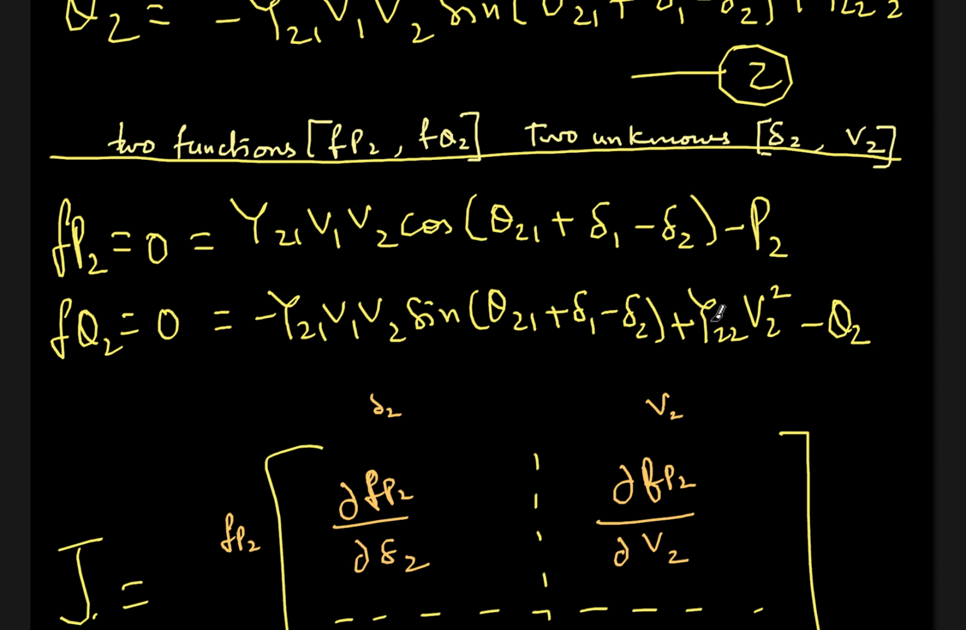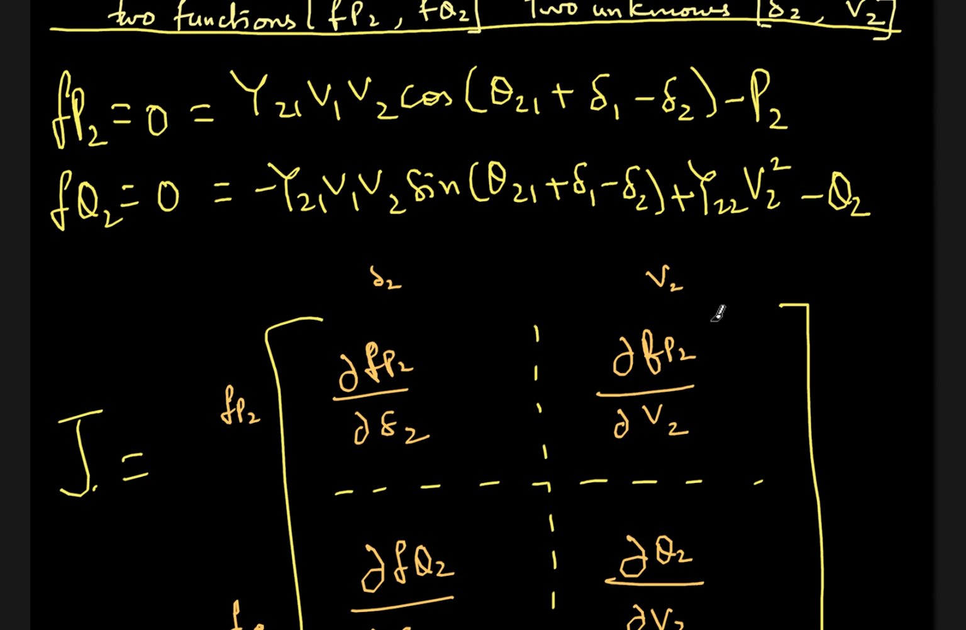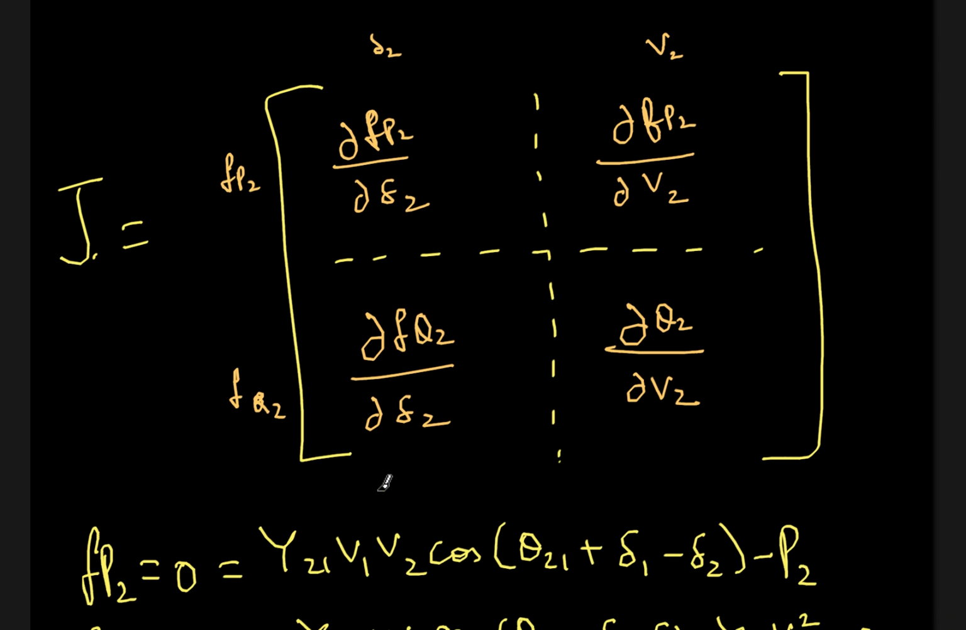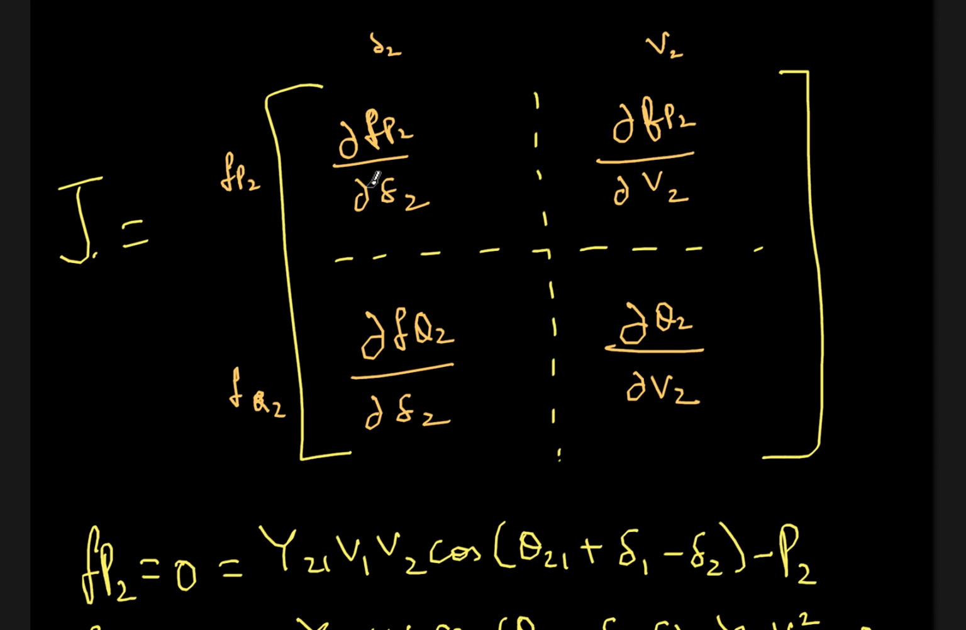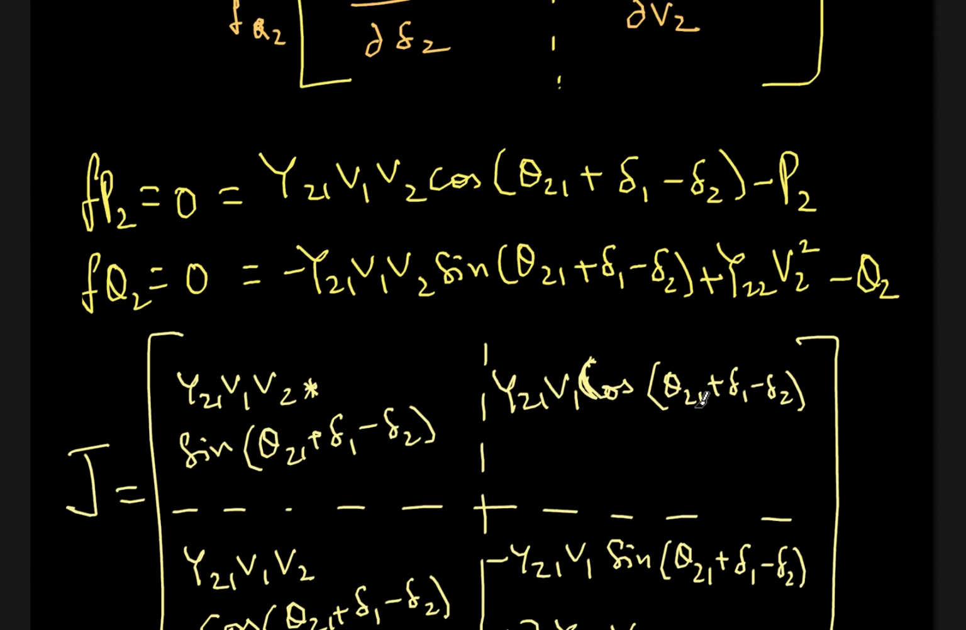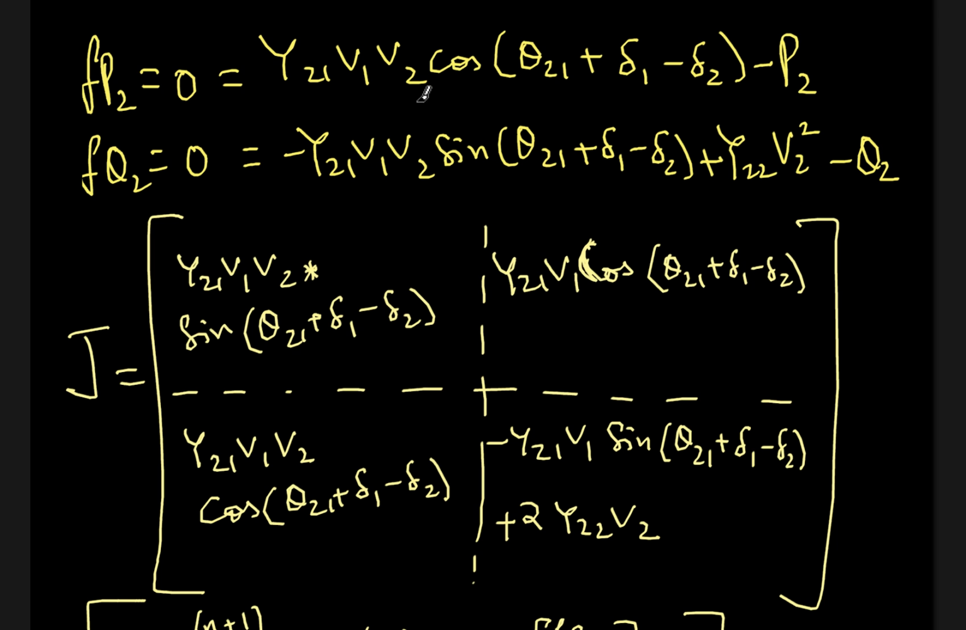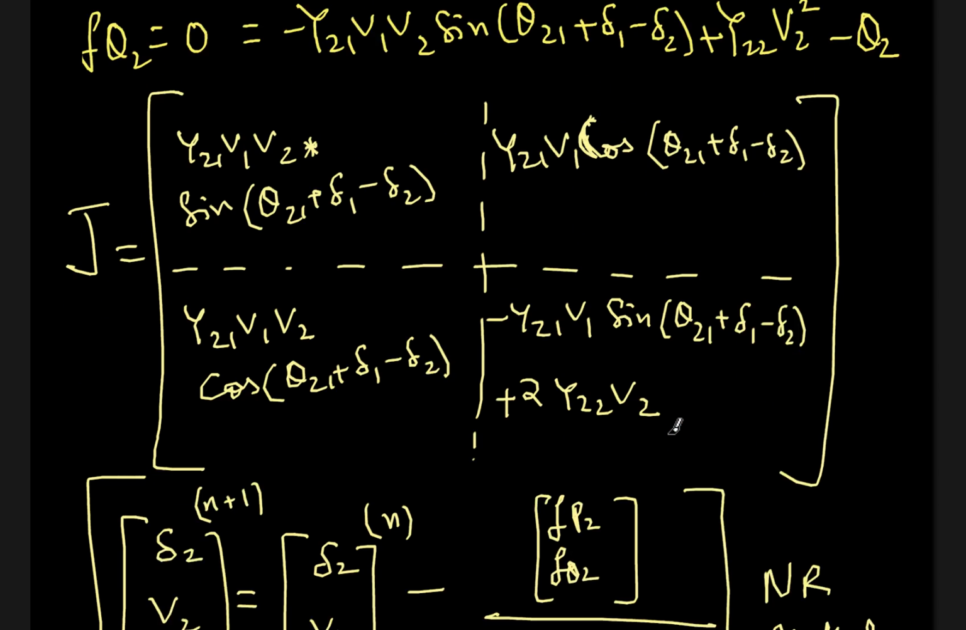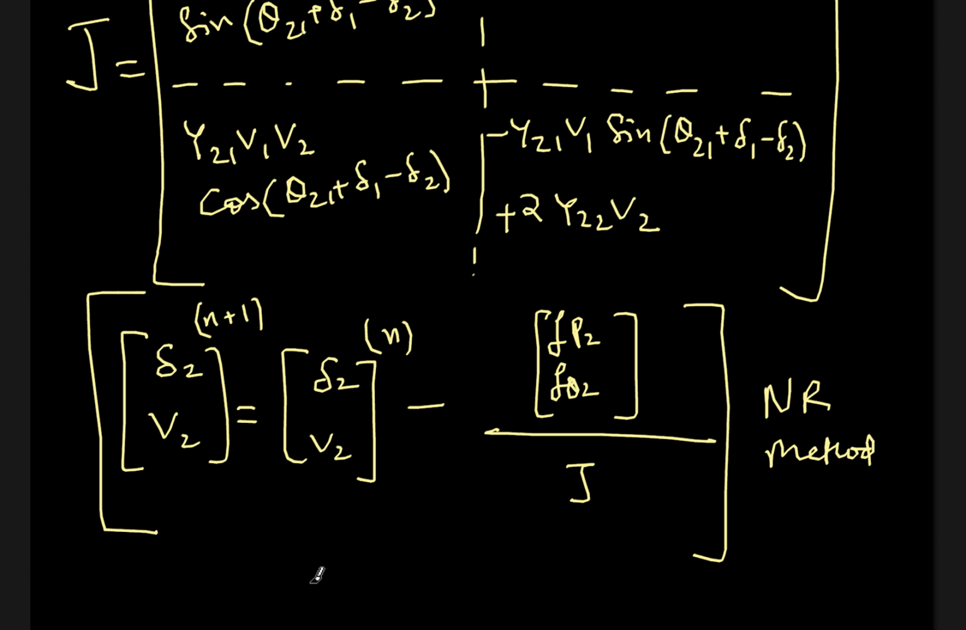So continuing, since 2 unknowns and 2 functions, I get a 2 by 2 matrix, and I take the first function, differentiate it with the first unknown. Again the first function differentiated with the second unknown, and the second function differentiated with the first unknown, the second function differentiated with the second unknown, and so on. So I once again replicated the 2 functions, and their differentiation is here. Once I have these two, I can use the last equation here for running Newton-Raphson load flow.